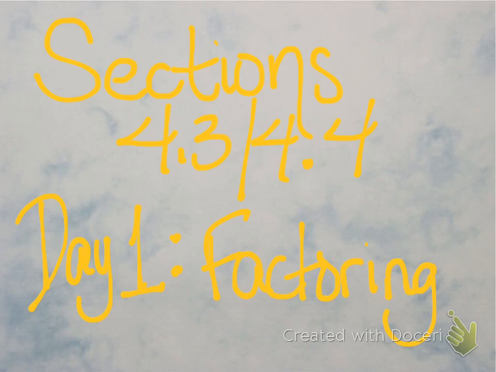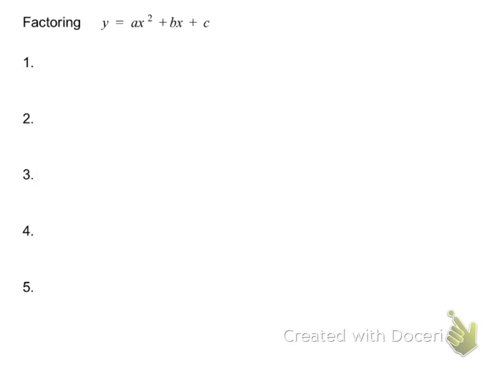Sections 4.3 and 4.4. Day 1 is just the factoring part. So what I want you to realize and make sure you're making the connection of is that when we factor y equals ax squared plus bx plus c, this is a function in standard form, and we're going to a function that's going to look like intercept form.